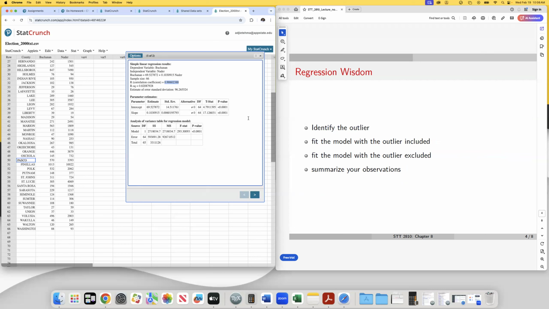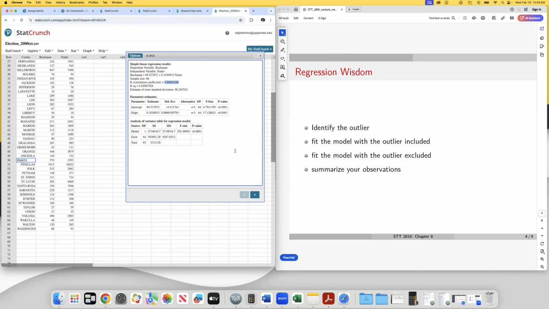So here the observations I could summarize is that we can see R squared has increased from, I think it was around 42 point something, now it's 82 point something. The correlation was around 60 something, and now it's 90 point something. So those are some of the things. You could also comment on the slope, if the slope changed significantly. So anytime you encounter an outlier, make sure that you fit two models.